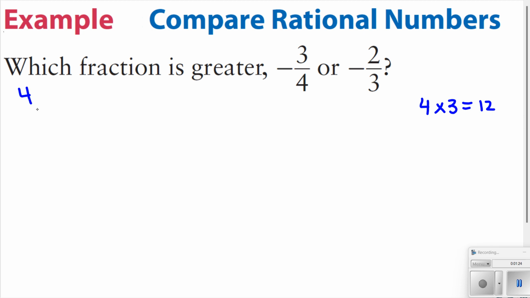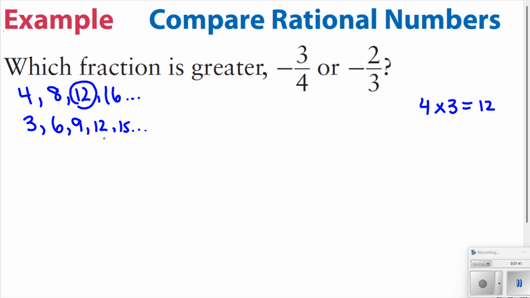The way that I know that is if I start skip counting by fours, 4 and then 4 more, and then 4 more, and 4 more. And I do the same thing with 3, skip count by threes. So 3 more, 3 more, 3 more, etc. I can see the smallest one they have in common is 12. But if you want to skip all of that, you can just go to multiplying the denominators to get 12. So I'm going to compare both of these numbers by making them out of 12.